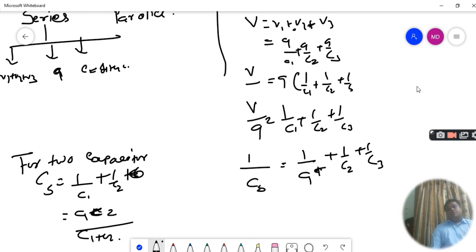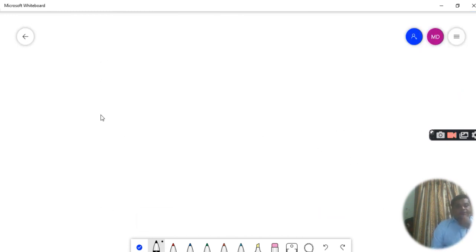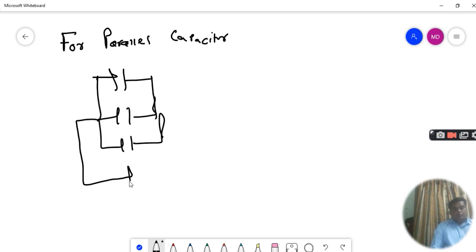Similarly, we discuss the parallel capacitors. They are connected in parallel. It is a plus Q, and the charge is different.